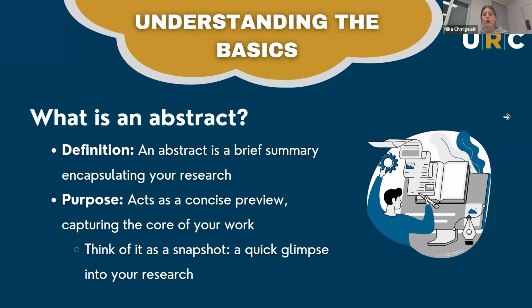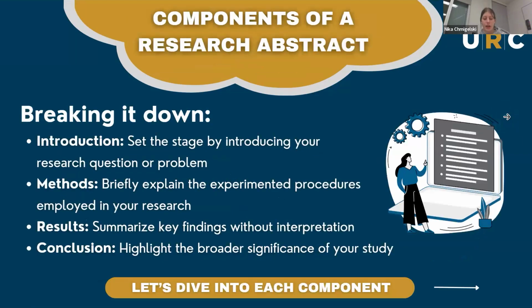So what does a research abstract consist of? As you can see on the screen, we have the four things we're breaking it down into. And first, we have the introduction, and Jillian is going to begin by explaining that.